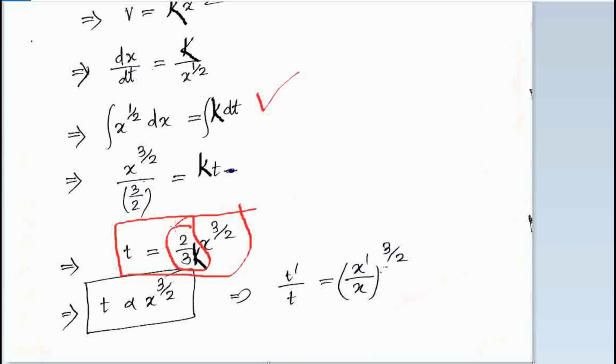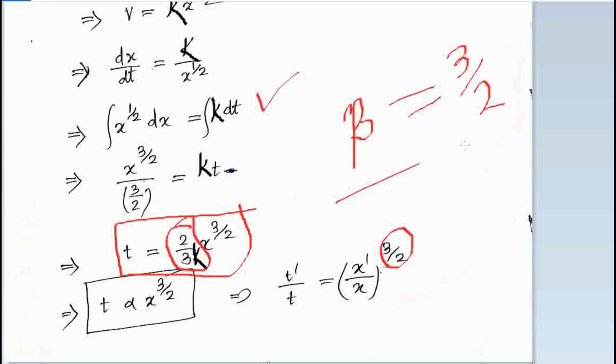So what we have to find is just the dependency, how t depends on x. You can see t depends on x as x to the power 3 by 2. So t dash by t equals x dash by x to the power 3 by 2. That means the beta value is 3 by 2. So this is the beta value.